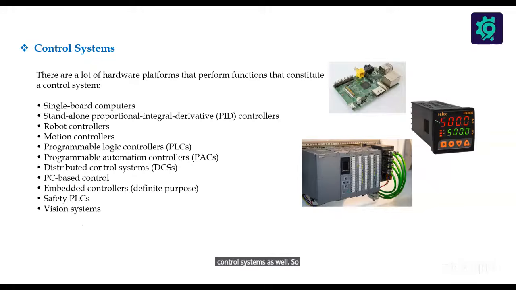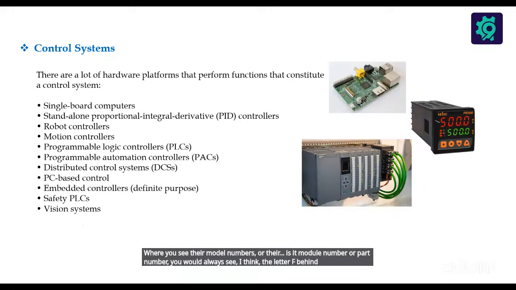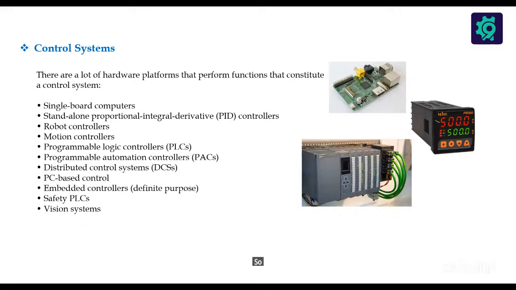So we also have embedded controllers, which I mentioned earlier, controllers like your Arduino, your Raspberry Pi, and all of that. Then safety PLCs. Some PLCs are built specifically for safety purposes. I think Siemens has PLCs for safety. When you see their model numbers, or is it part number, you would always see the letter F behind them. Those are Siemens safety PLCs. While in Allen Bradley, the majority of their safety PLC brand, they call them GuardLogix. So they are safety PLCs in terms of the way they have been built and designed.